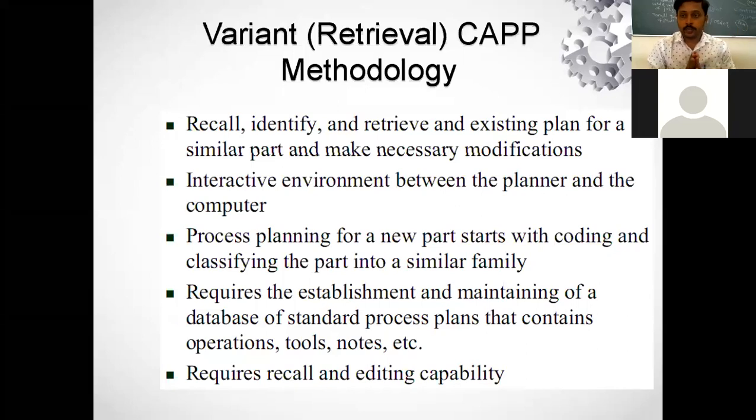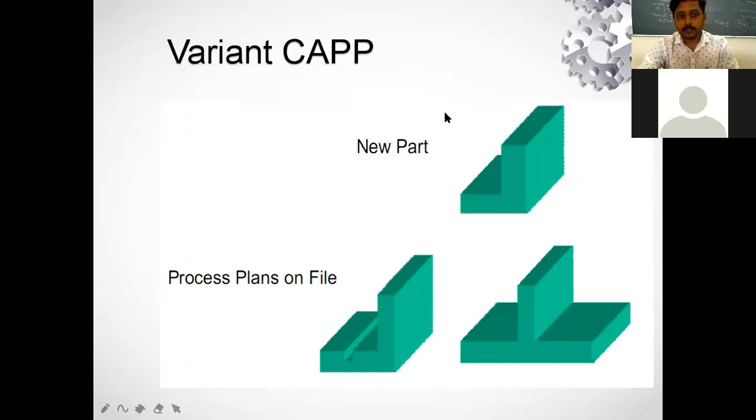Anyhow, whenever you are going to make a product, you just prepare the process plan and store it in the database. So whenever you require the same type of process plan, you go to the computer and ask it to show the process plans which are close enough. Okay, they require recall and editing capability. You can edit that and you can recall that. So this is the retrieval CAPP methodology. This is variant or retrieval type CAPP.